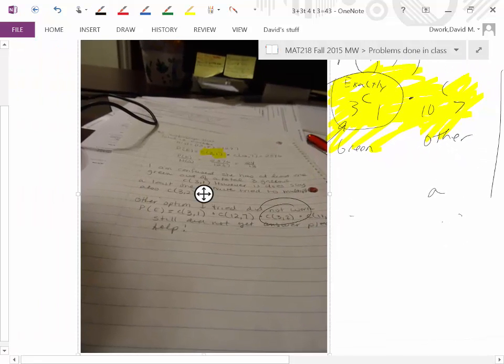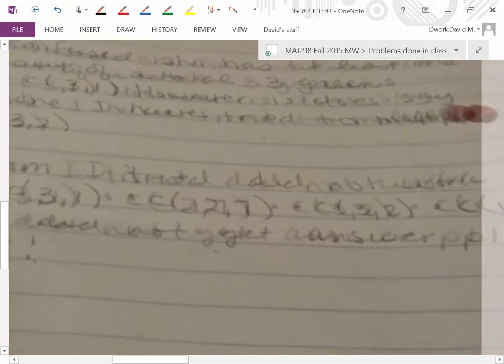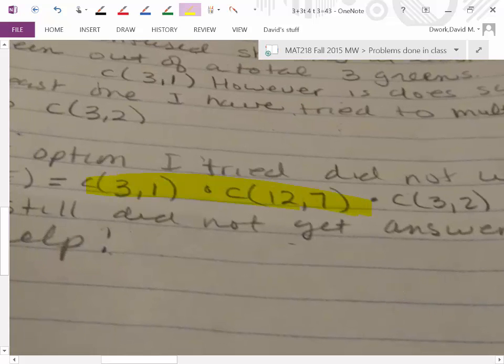So you're on the right track. Your error just came in because this portion right here is implying permutation, and you can't do that because you can't have greens in one spot and greens in the next spot. You have to do greens and others. Okay, hope that helps.